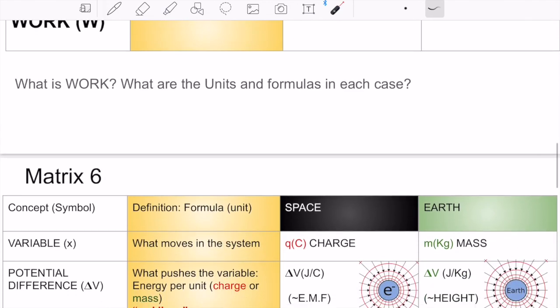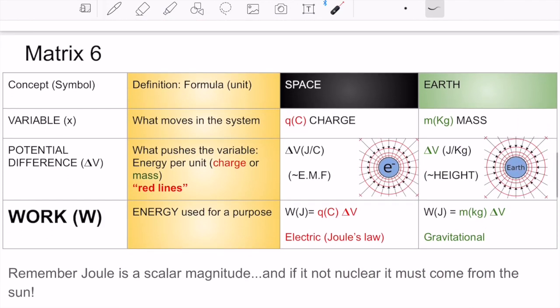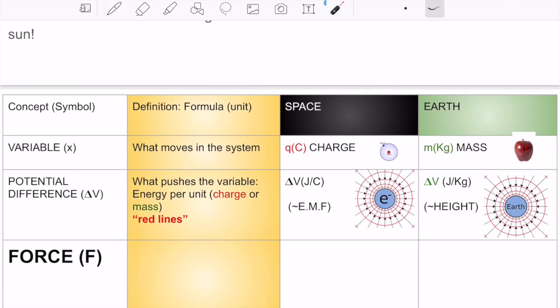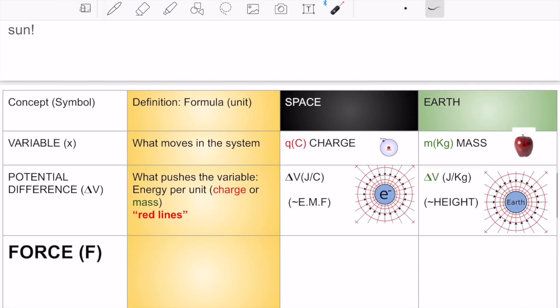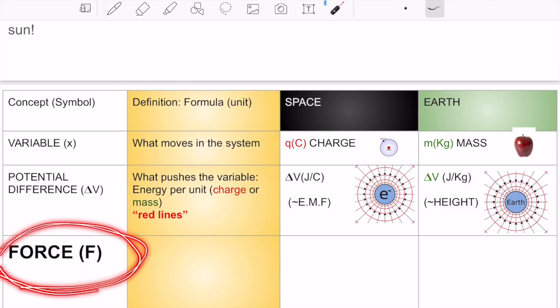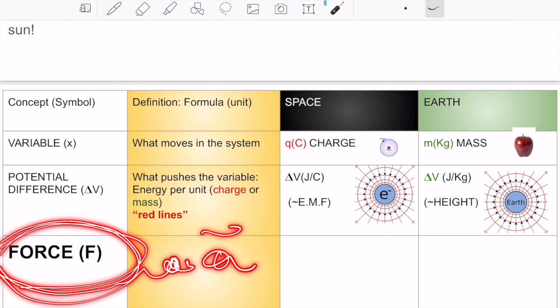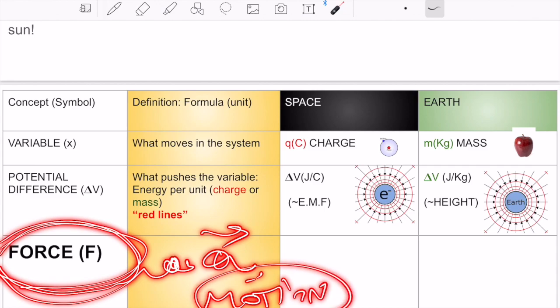We could define work, but I'm going to skip work for now. I'm not going to get you confused with work. So we have fields, therefore, that will cause forces to manifest. I said at the beginning, a field causes a force, and a force causes an acceleration. So this is what explains the nature of motion.